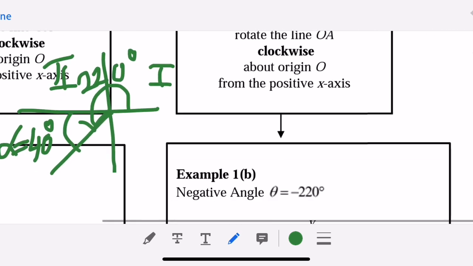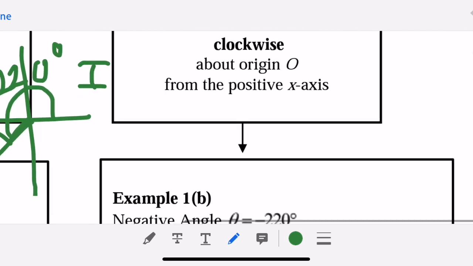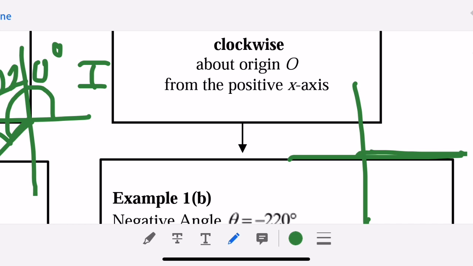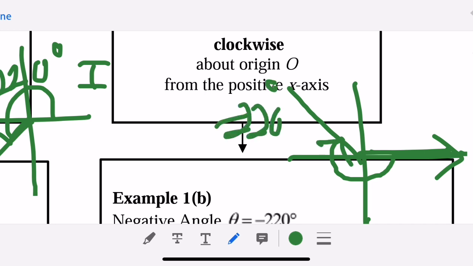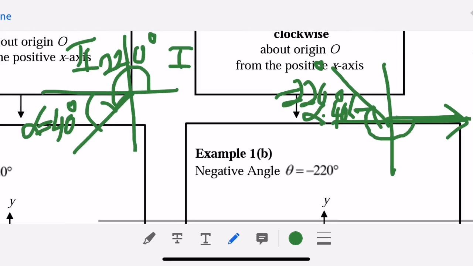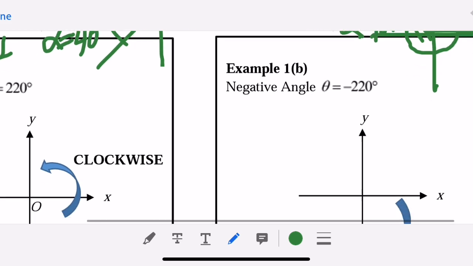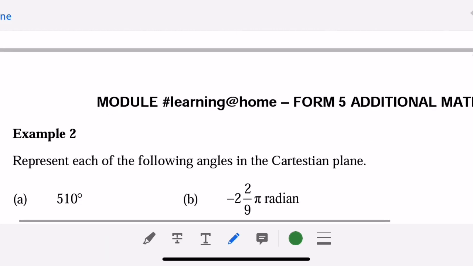For negative 220, we will sketch like this. This is 0. Here is 0, negative 90, negative 180, and negative 220 will be somewhere here. So alpha is still 40, but it is in the second quadrant. So there is a difference between negative 220 and positive 220.